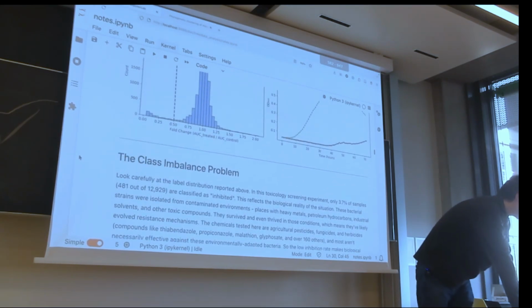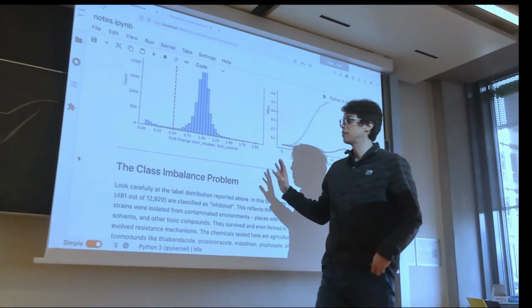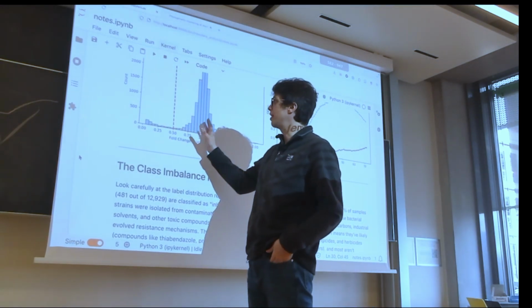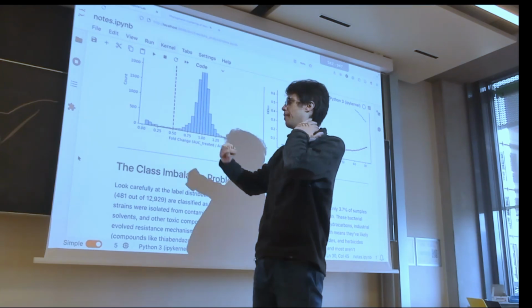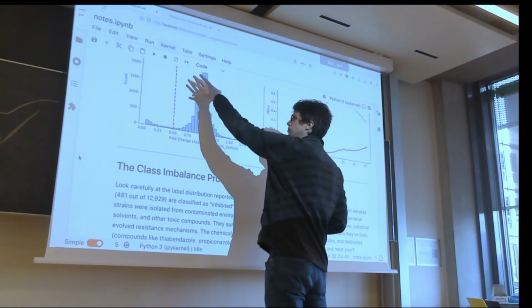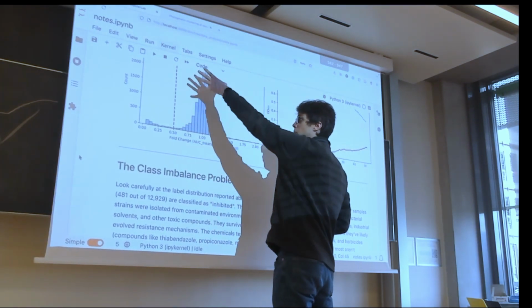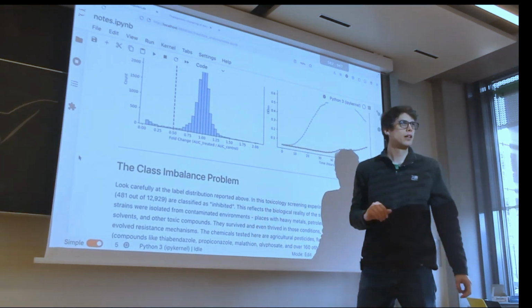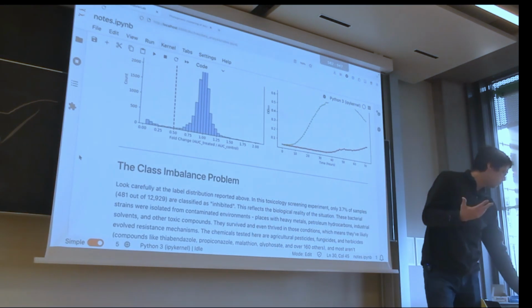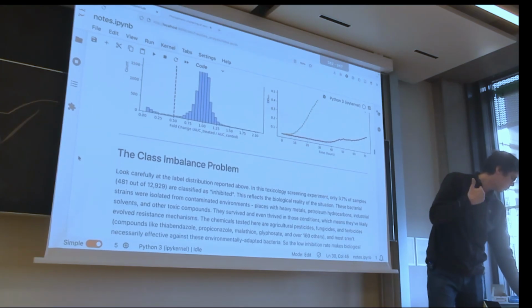So if we look at this data, we already see that the data will be very skewed, very imbalanced rather. We have a lot of cases where nothing happened, where we're not inhibited, and then some cases where we're clearly inhibited. This is something that we have to take care of during our analysis.